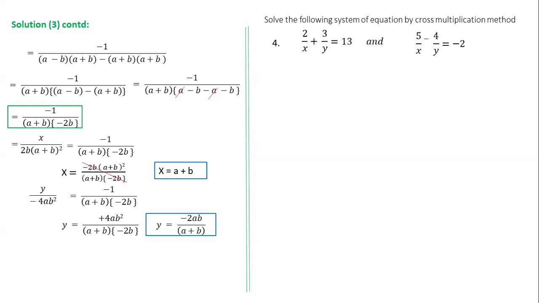Now see this. X and Y are in the denominator. Okay. In the previous second question, the coefficients were in the denominator, the numerical values. Now here the variable itself is in the denominator. When such is the case, how to deal with it? Let us see this.